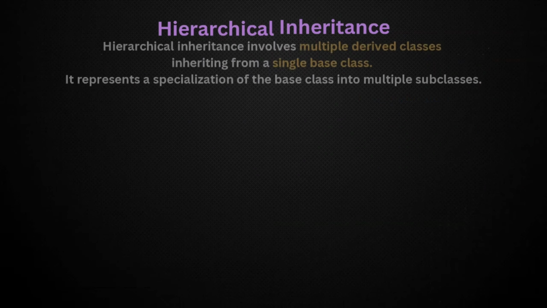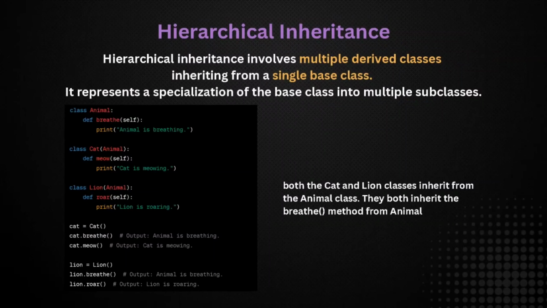Now let's see what is hierarchical inheritance. So hierarchical inheritance involves multiple derived classes inheriting from a single base class. It represents a specialization of a base class into multiple subclasses. So basically here you have more than one child class.